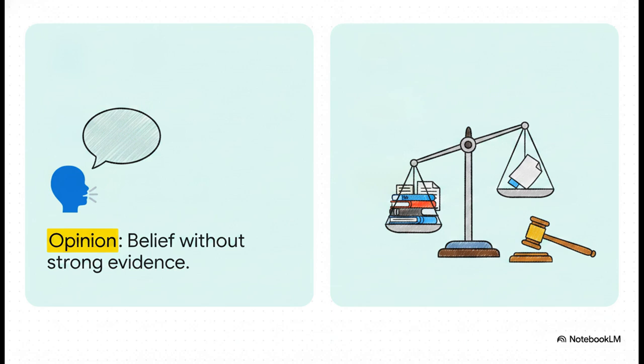An opinion is just a belief, like, I think this policy is terrible. But a stance? A stance is way heavier. It brings evidence, research, and analysis to the table to back up that view. But here is the absolute key to our entire explainer today. A stance is still subjective. It's simply the author's personal judgment based on the specific evidence they cherry-picked to look at.